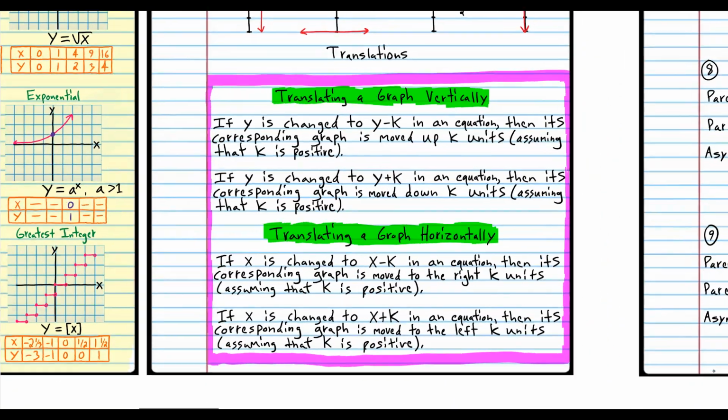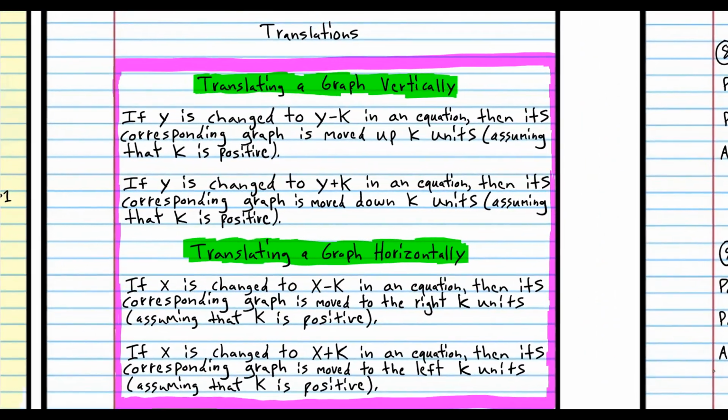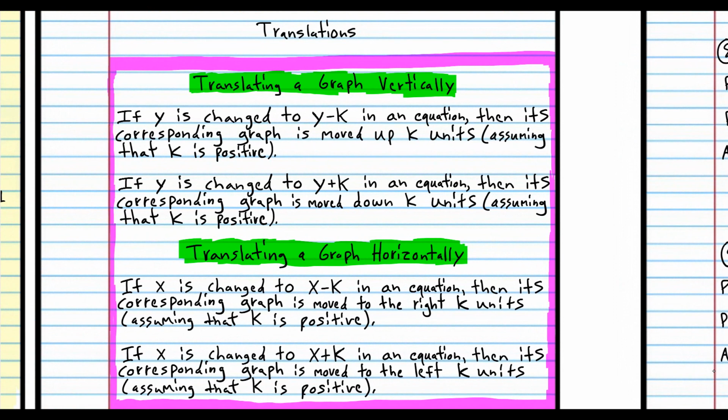So the first transformation that we're going to do today is translation, which is moving up, down, or left or right. Remember, when you add a number to y or subtract a number from y in an equation, you move the corresponding graph up or down. If you add a number to x or subtract a number from x in an equation, you move the corresponding graph to the left or to the right.